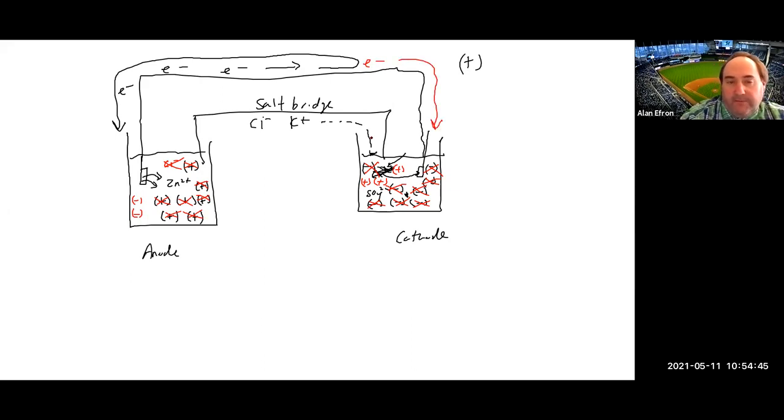So the salt bridge plays a very important part in keeping the charges correctly balanced to allow the galvanic cell to continue to function correctly. Again, without it, you really will get that buildup of charge on each side, which is not really beneficial to allowing those electrons to continue to travel from the anode to the cathode. Questions on that?